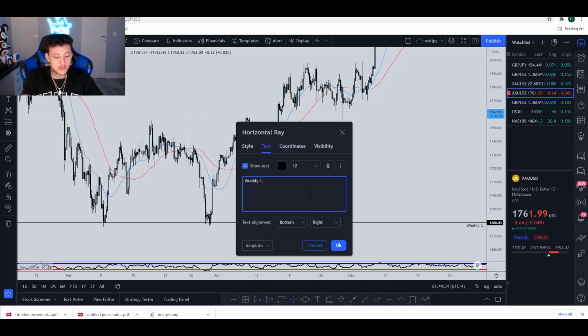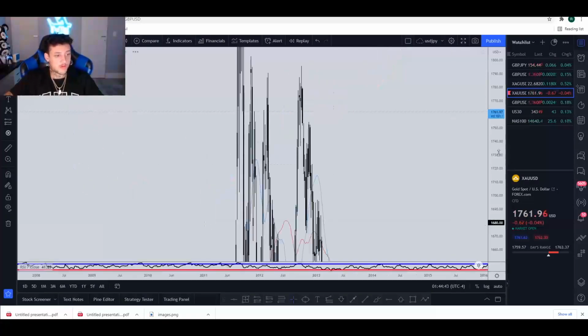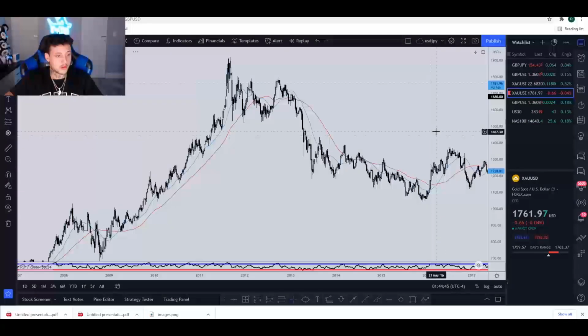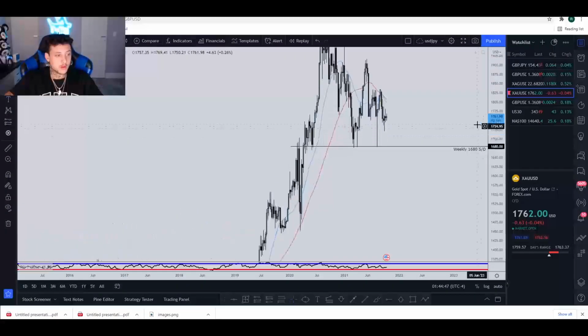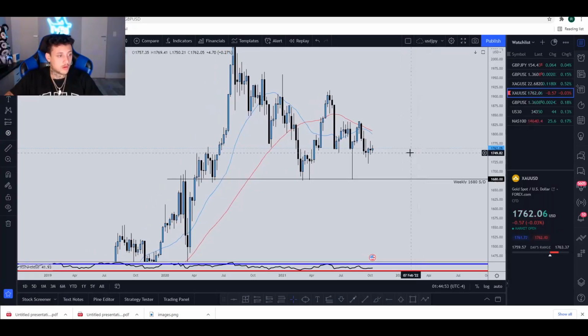Weekly 1680, supply and demand. Right, so there we go. So I have my first level marked off there on the weekly time frame. Now what I'm going to be doing is I'm going to just simply continue, which this could be another level right here, but this is probably going to look better off on the daily.